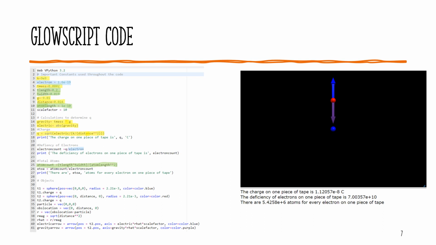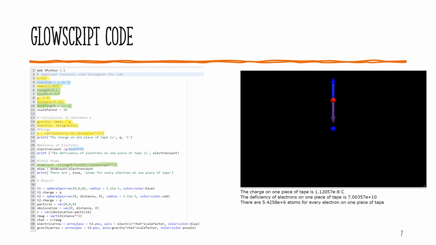The first thing that I did was to find the important constants that I would use throughout the code, which included Coulomb's constant, the charge of an electron, the mass of my tape, the length of my tape, the width of my tape, the gravitational constant, the distance, and then the scale, the atom length, and then the scale factor that I used. I then used what was highlighted in yellow at the top to calculate Q, which would be the charge on one piece of tape.